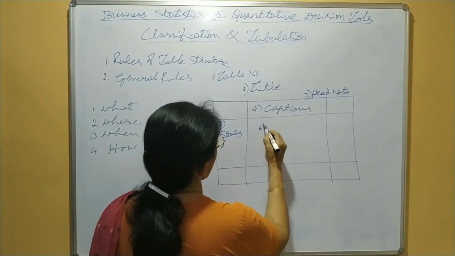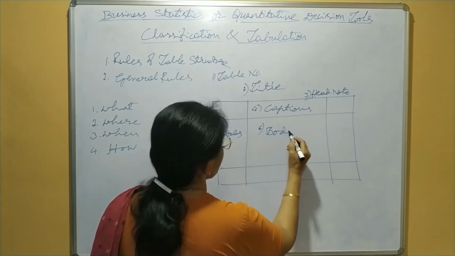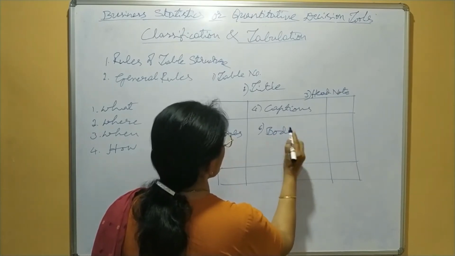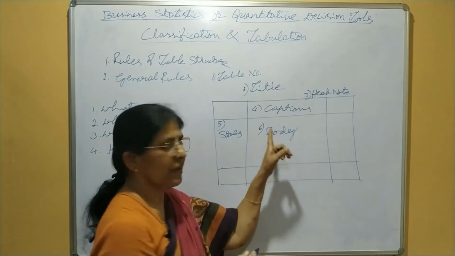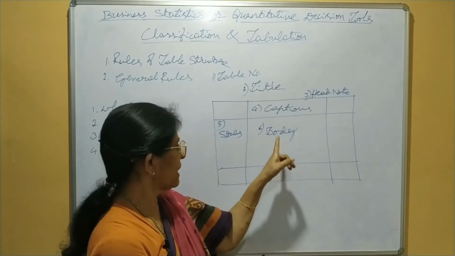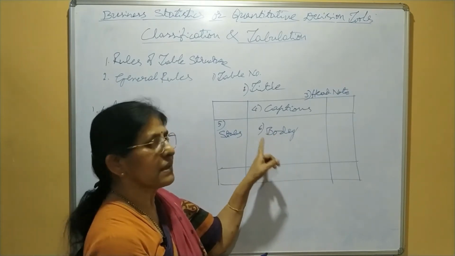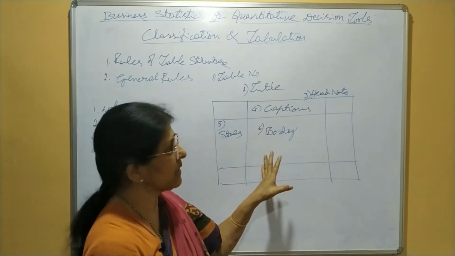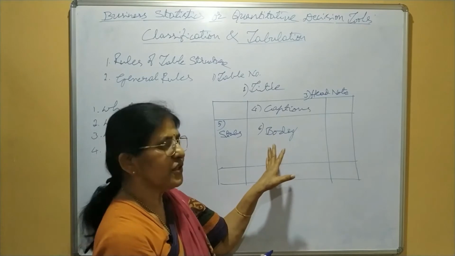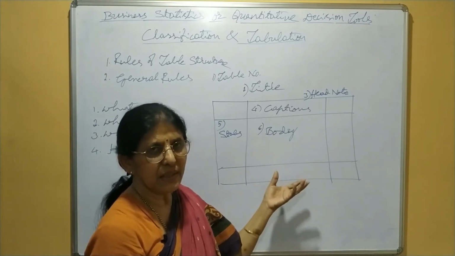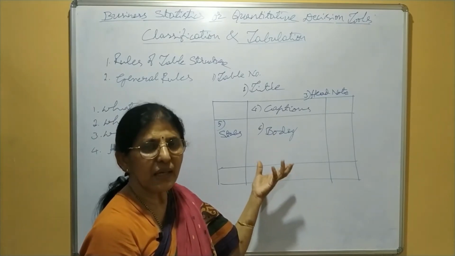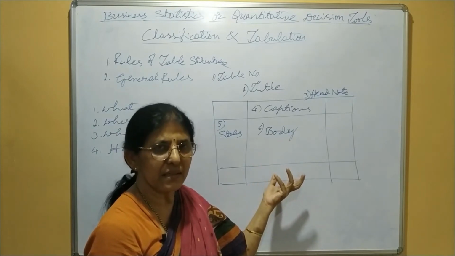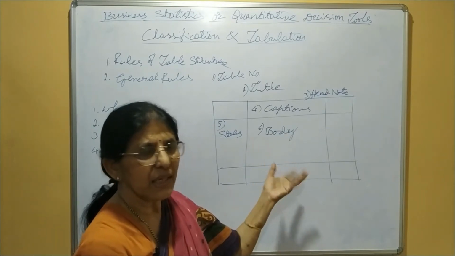And next one is body of a table, that is the most important part of the table because it contains all statistical data or numerical data collected in the investigation. It may be arranged in chronological order, in the order of preference, in ascending or descending order as per their convenience.